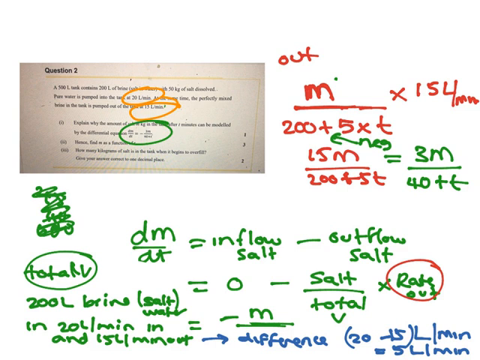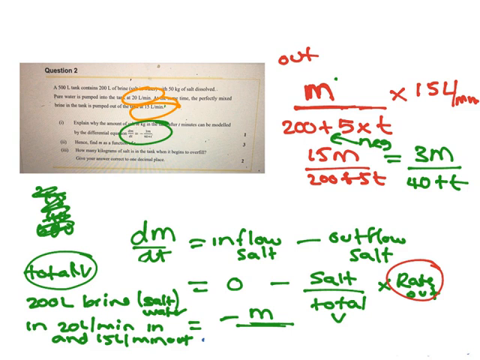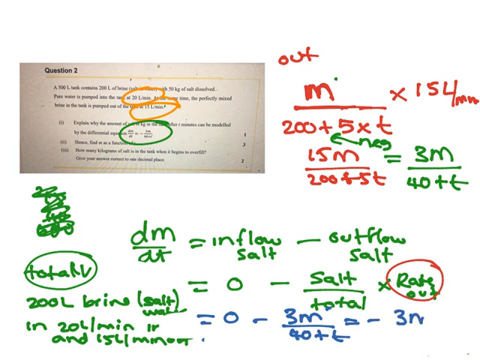Because if you look at this now and you come back to down the bottom here, that's going to be equals 0 salt every minute, and then the amount of salt over the total volume would be 3M over 40 plus t. So it's minus 3M over 40 plus t. Now, when they say find M as a function of time, that 50 kilograms of salt in the tank initially, that's what you use to find your constant, because at time equals 0, the amount of salt in the tank is 50.